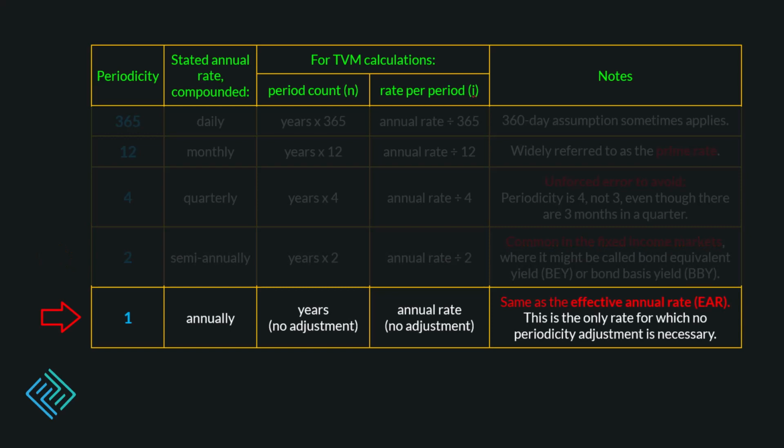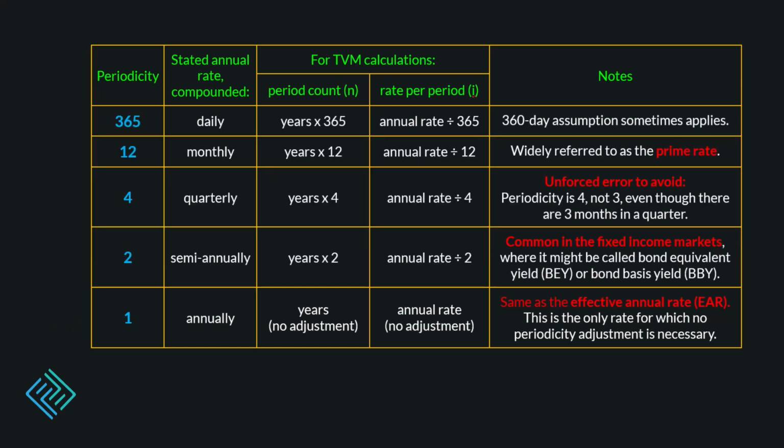Lastly, in that table, we have the only stated annual rate that does not require any adjustment at all, and that is the stated annual rate compounded annually. This has another name. It is also known as the effective annual rate, or EAR, and in this situation, as I've just mentioned, it's the only one in which you would simplistically, with your brain in neutral, mark off your timeline in years and use the annual rate supplied to you.